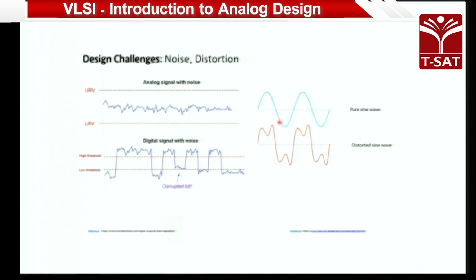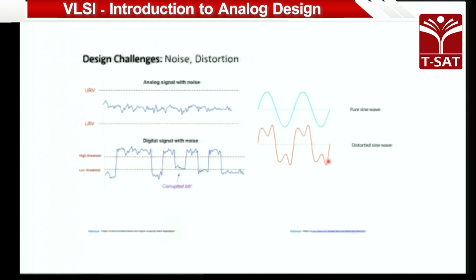Now, this is a pure sine wave, a continuous wave. Because of distortion, if this signal goes through an analog design component and the component is non-linear, you will end up with an output like this. So you need to understand how to improve linearity. There are techniques and ways to improve linearity. Okay.